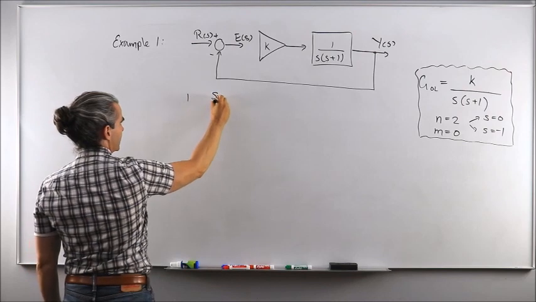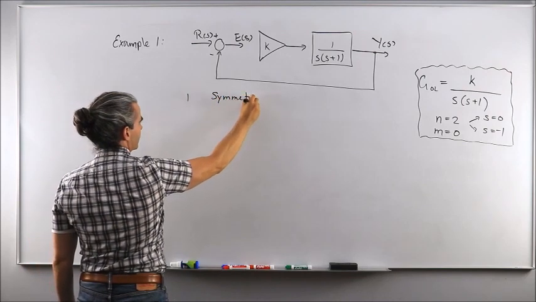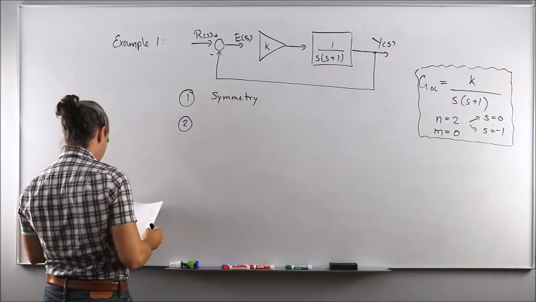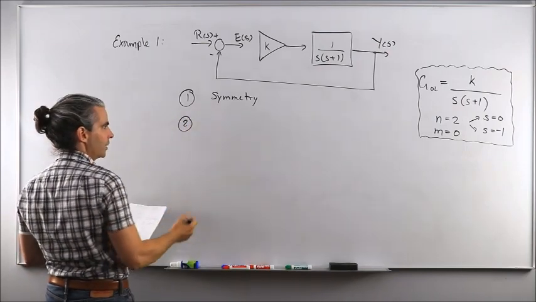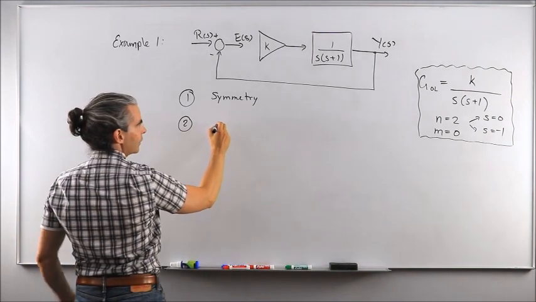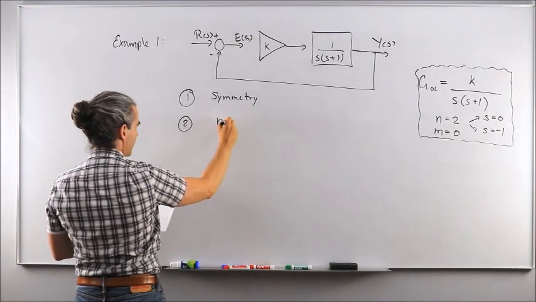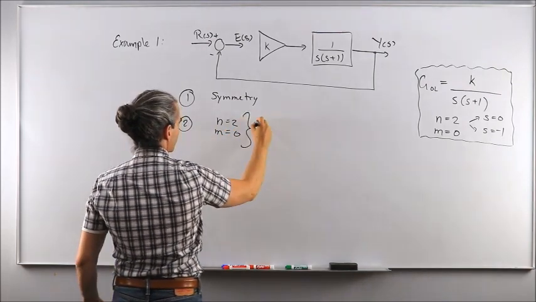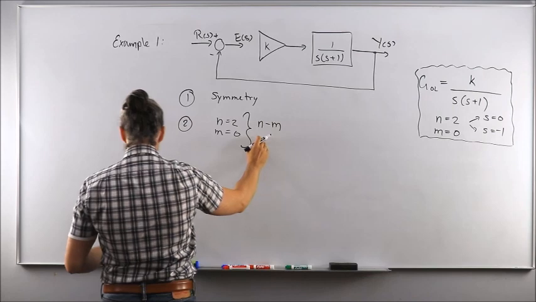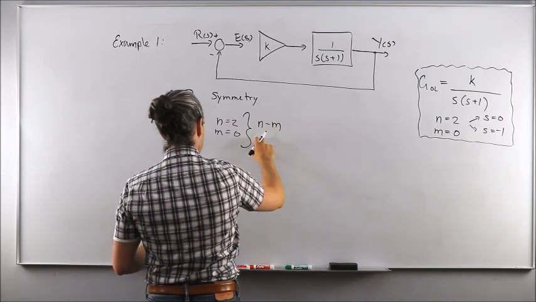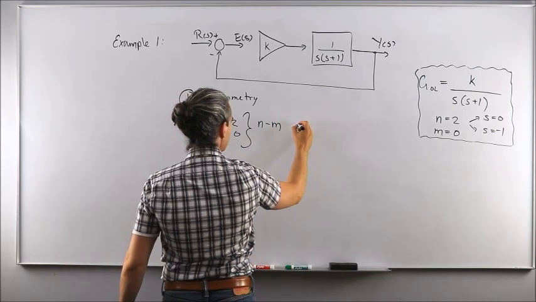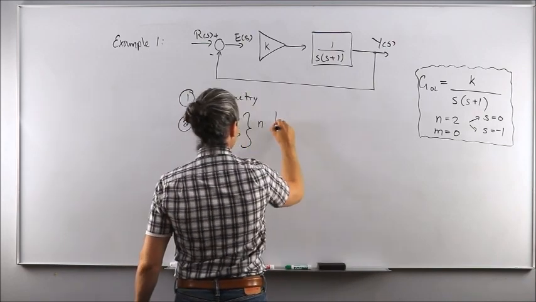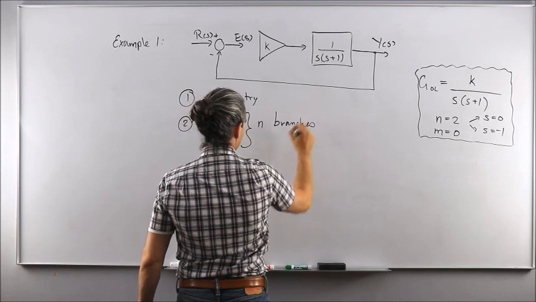Well, this is the reminder about the symmetry of the root locus. Got it. Let's move on. On step two, how many branches do we have? We have n equals 2, m equals 0, and therefore n minus m is going to give me 2 branches. Or, sorry, n branches. Like that.